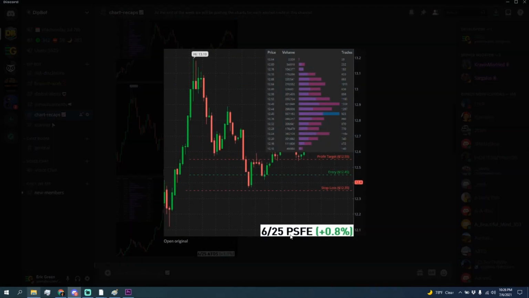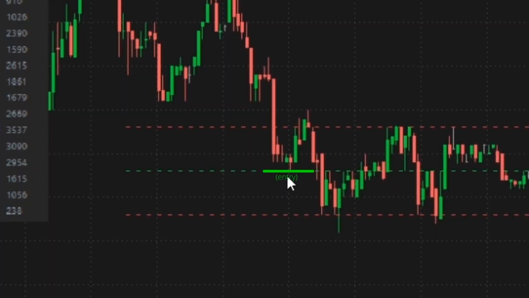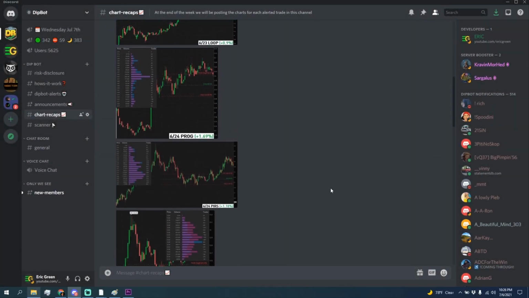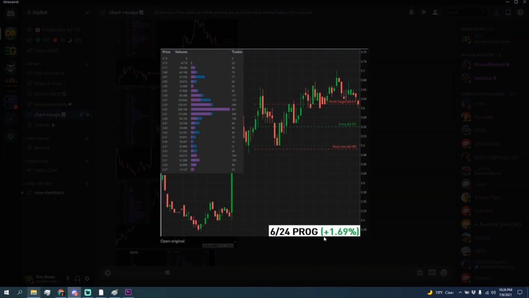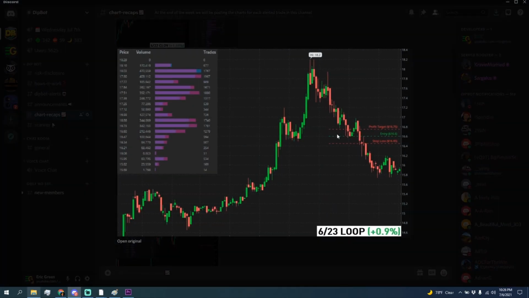We have PSFE. This is another one of those instances where we didn't bottom tick the entry, but it perfectly respects our stop loss and goes and hits profit target. We have PIRS, comes down, bottom tick entry, hits profit target. PROG comes down, hits our entry, perfectly respects our stop loss, hits profit target. Loop comes down, perfect bottom tick entry, hits profit target.